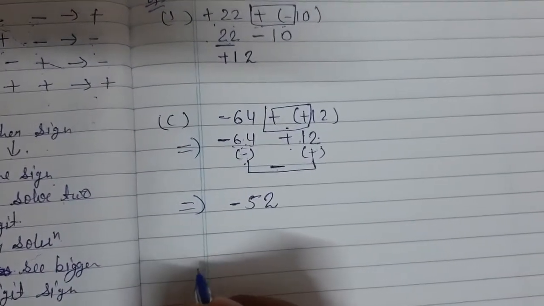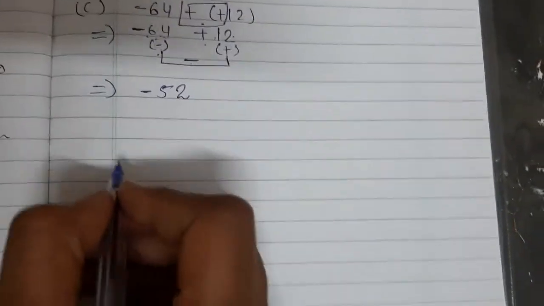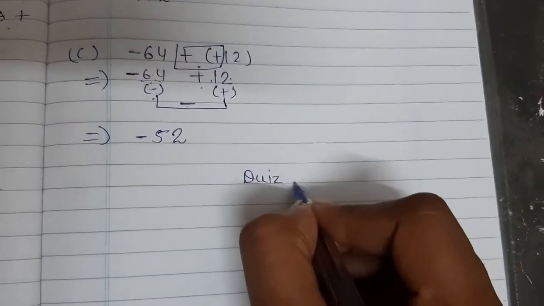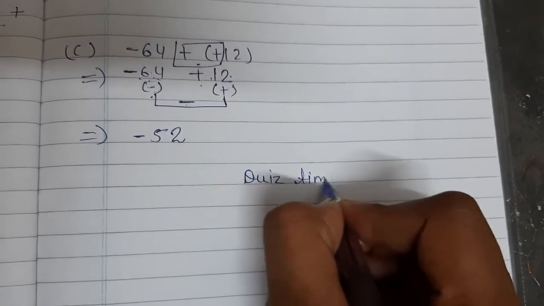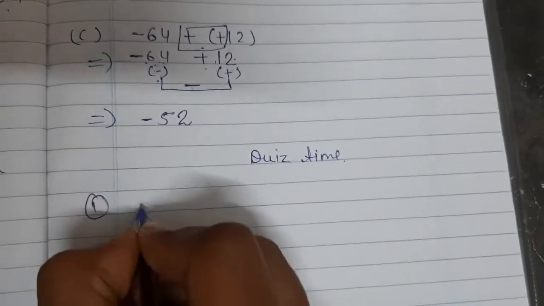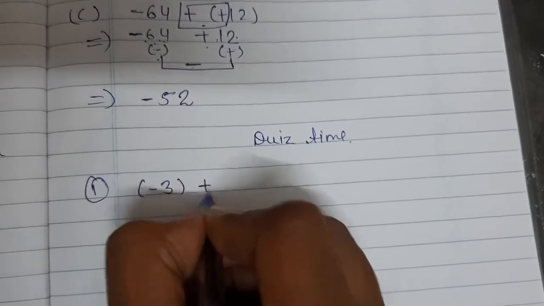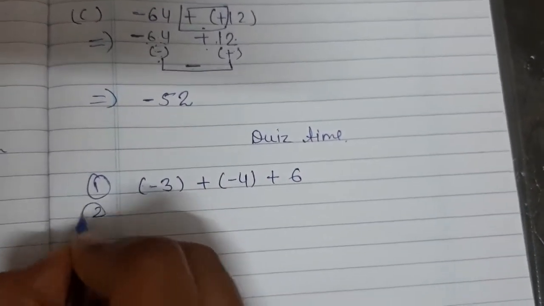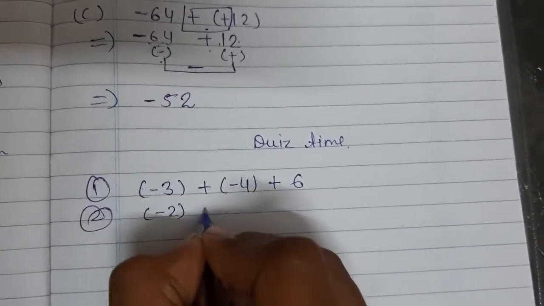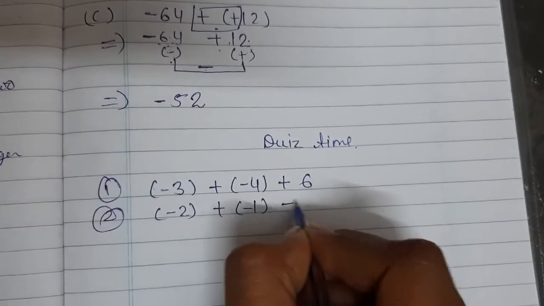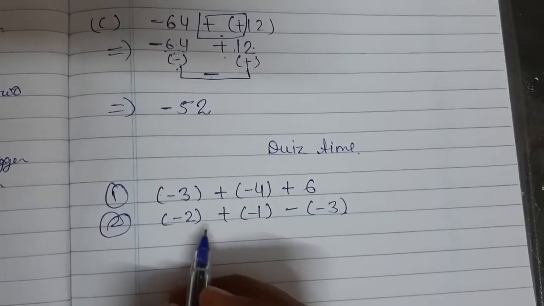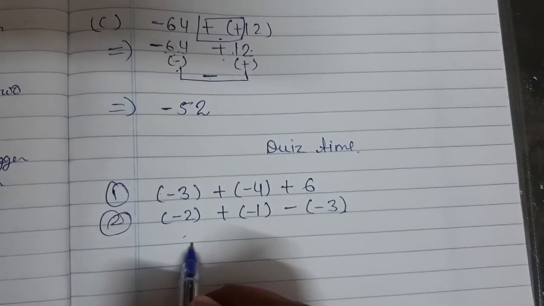Now here I am giving some questions. You have to practice these questions as homework. You can understand this quiz time question, whatever you understand, you have to solve in your copy also. These questions: minus 3 plus minus 4 plus 6. Second question, minus 2 plus minus 1 minus 3. These two questions you have to solve in your copy and give the answer in the comment box also.